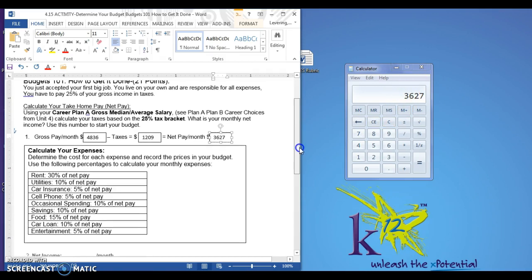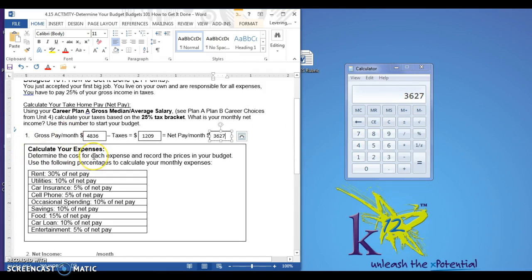Now, you're going to determine the cost of each expense and record the prices in your budget. Use the following percentages right here to calculate your monthly expenses. These percentages I didn't just randomly pull from a hat. These percentages are given to us from financial analysts who suggest that we should pay 30% of our net pay in rent.